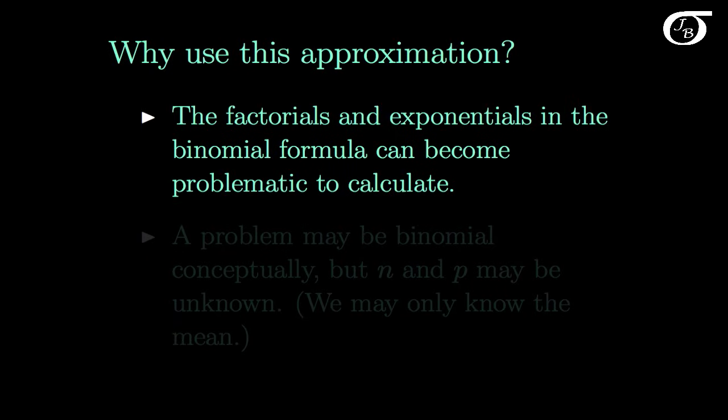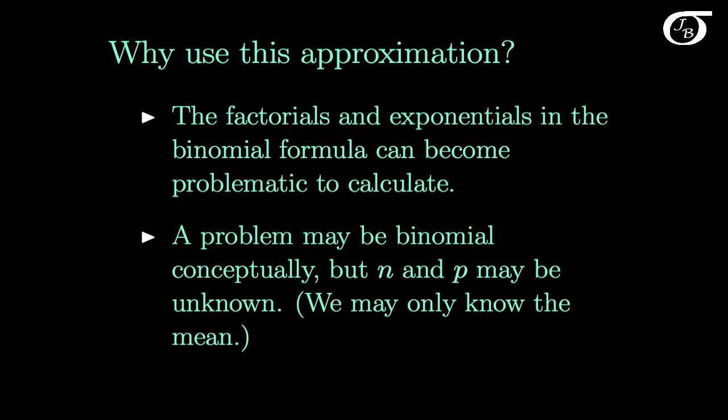If something truly has a binomial distribution, then we should calculate probabilities based on the binomial distribution. But sometimes those factorials and exponentials in the binomial formula can become problematic to calculate if n is very large. We might end up getting some round-off error, or a computer or calculator might actually just give us an error and say you can't calculate it. That's a little bit less of an issue for the Poisson distribution.